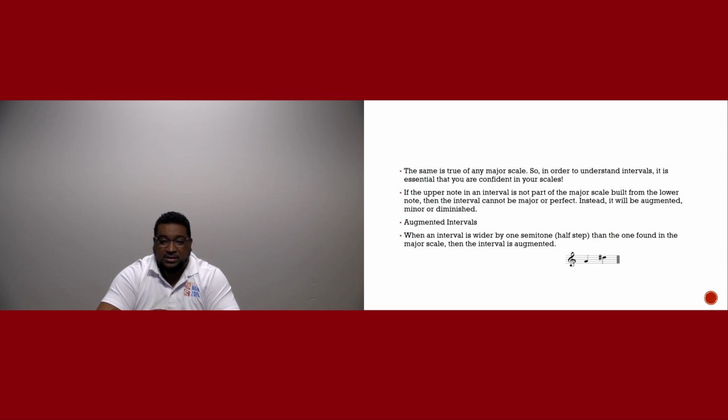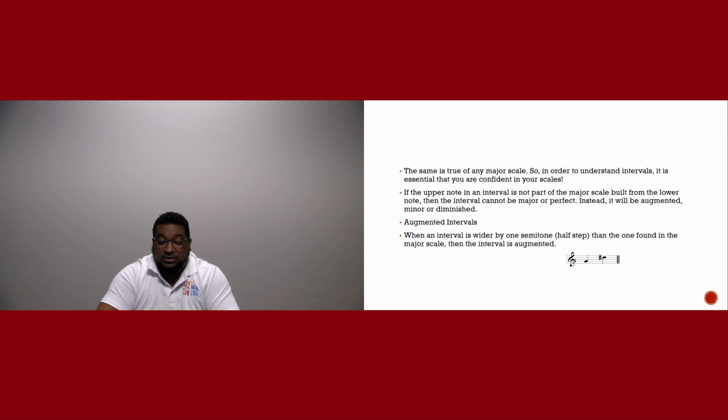You know your scales. If the upper note in an interval is not part of the major scale built from the lower note, then the interval cannot be perfect or major. Instead, it will be augmented or diminished, or minor. In the case of augmented intervals, when an interval is wider by one semitone, a half step, than the one found in the major scale, then the interval is augmented.